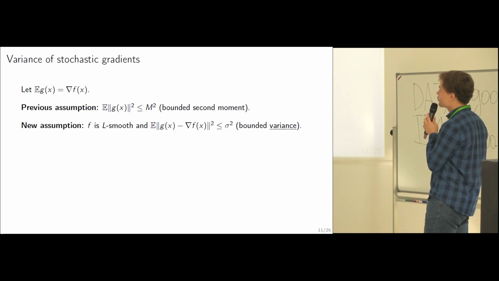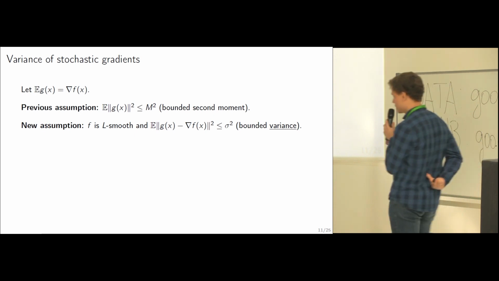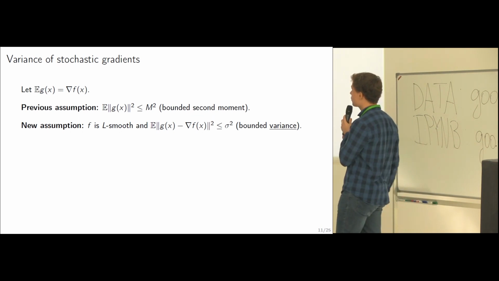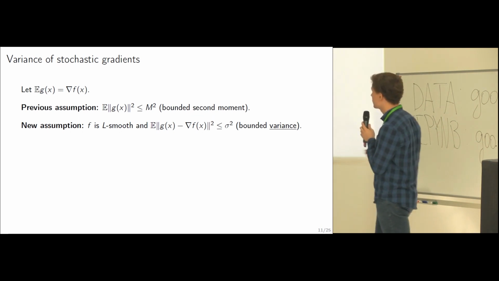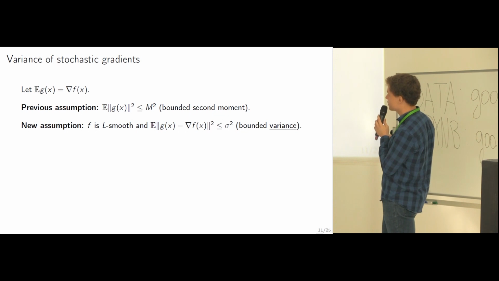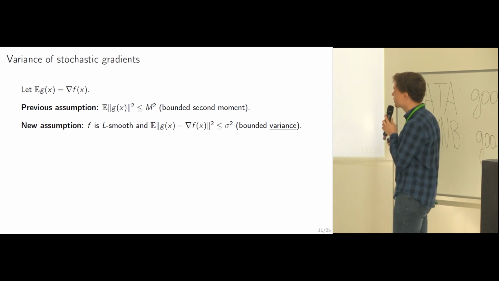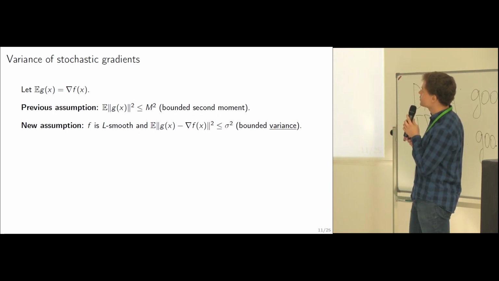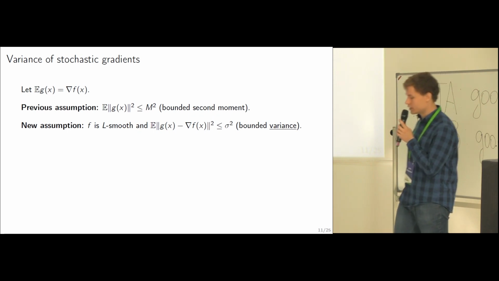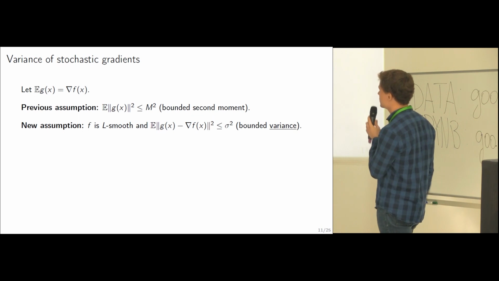It seems natural to require this assumption, that if we want to measure somehow the fluctuation of our stochastic gradient, and we know that the expectation of g of x equals this, then a standard thing to require is that the variance is bounded. Actually, this leads to a slightly different assumption, and let us discuss how these two assumptions are related.